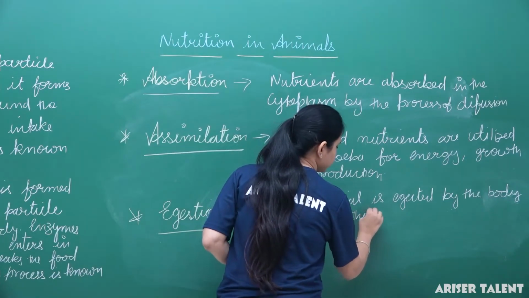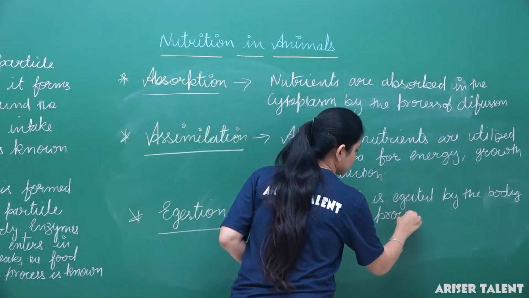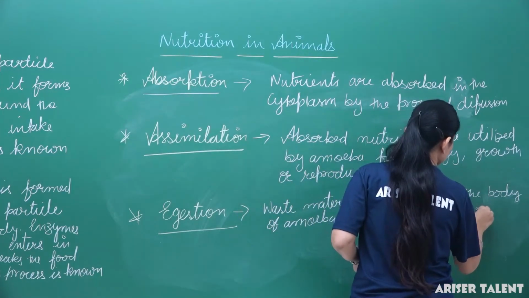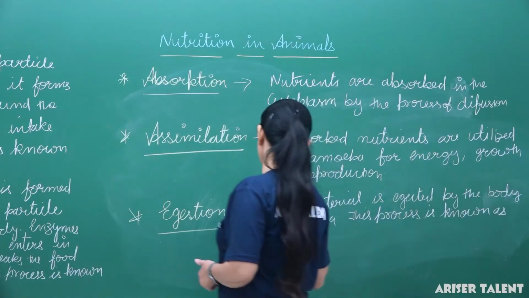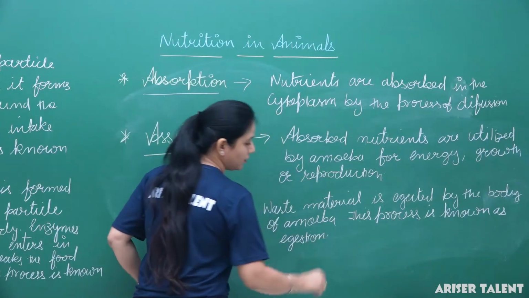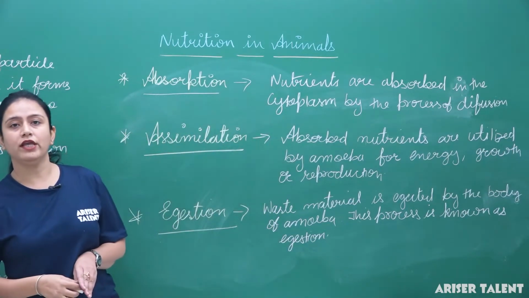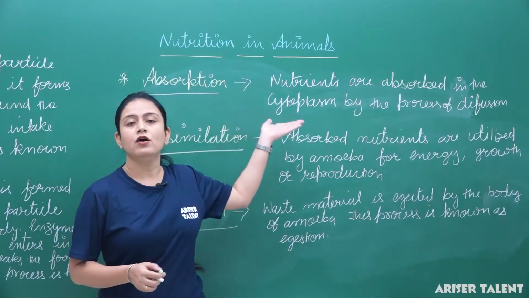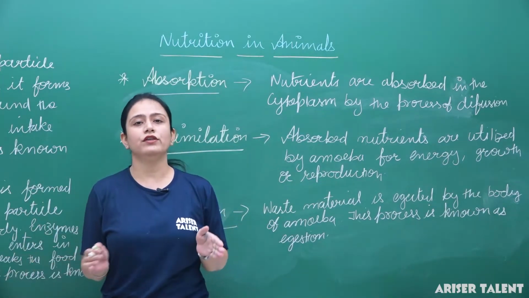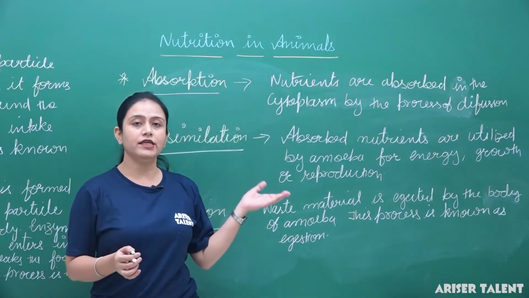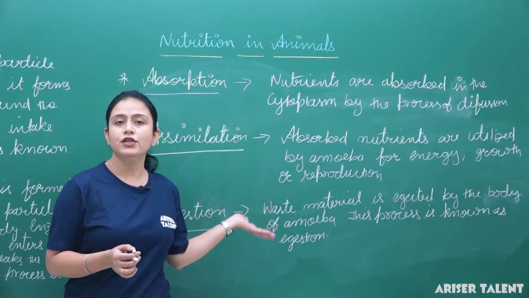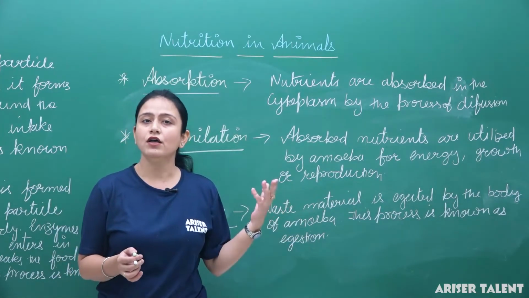This process is known as egestion. Okay, so this was all about the nutrition in amoeba, that amoeba follows the following steps for getting nutrition, and amoeba is unicellular. So this is the process of a unicellular organism to get nutrition.